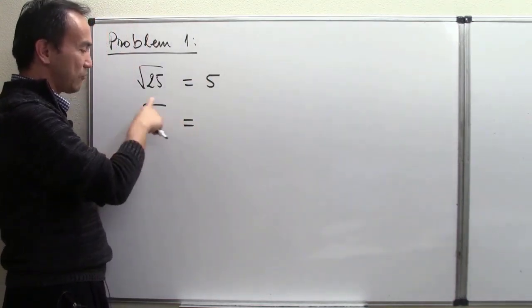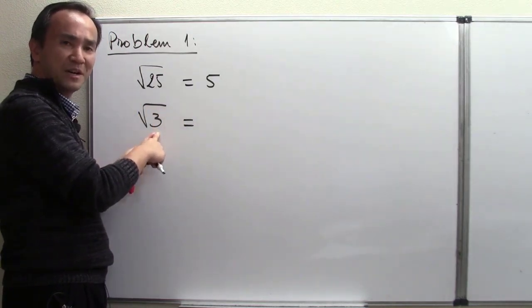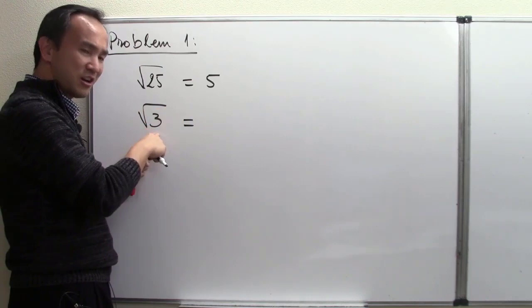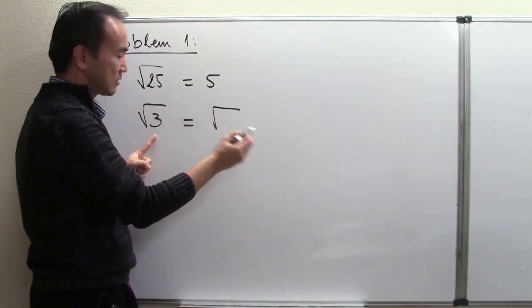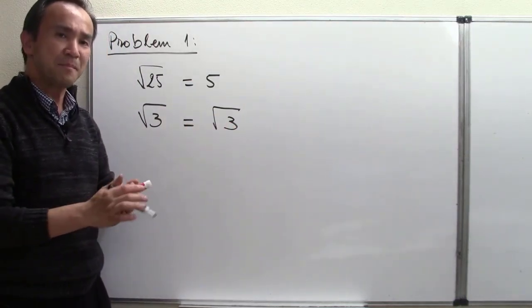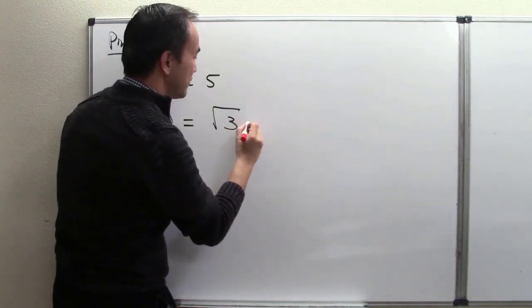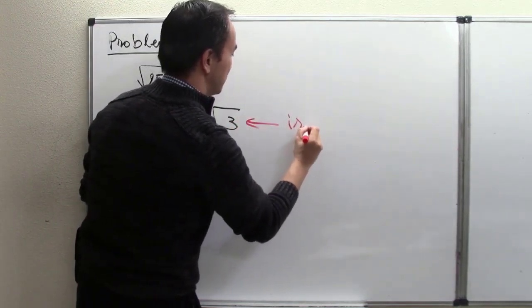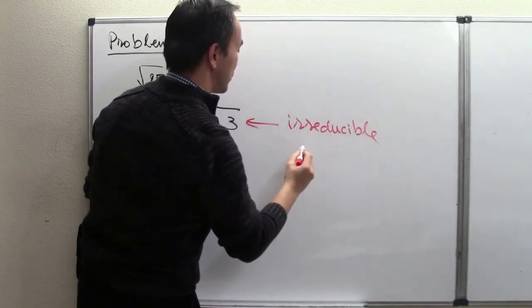The square root of a number that's not a perfect square, we can simply leave as the exact expression, square root of 3. So we leave that here, and it may be early right now, but I call a square root like this an irreducible square root.